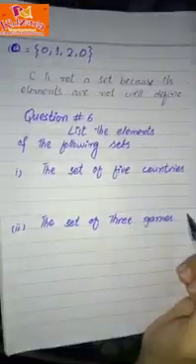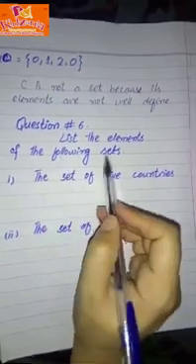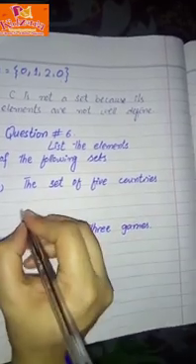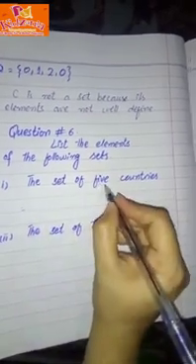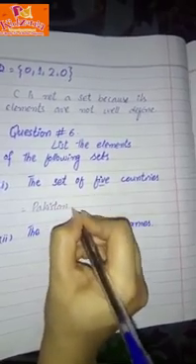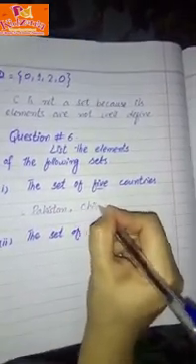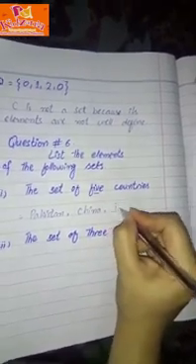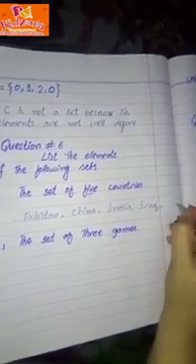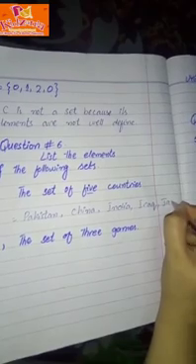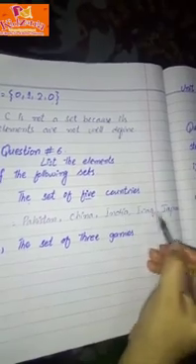Question number 6. List the elements of the following sets. Question number 1. The set of 5 countries. You can write any country names. So let's start, only 5 country names. Pakistan, China, India, Iraq, and Japan. The set of 5 countries: 1, 2, 3, 4, 5.